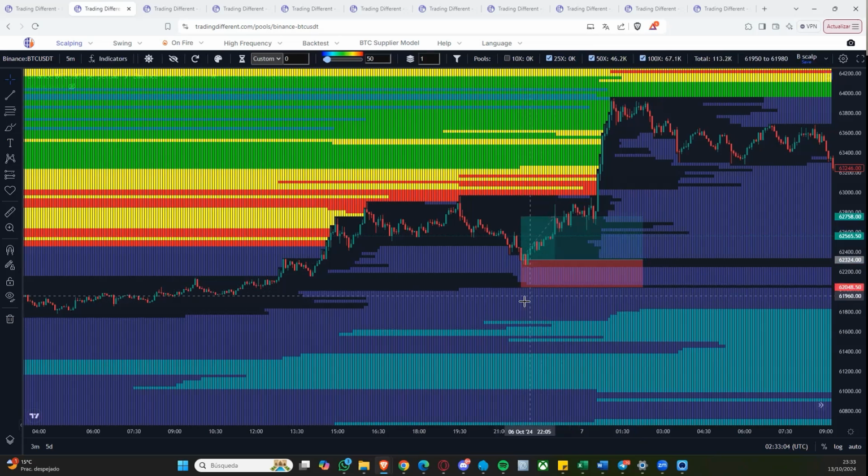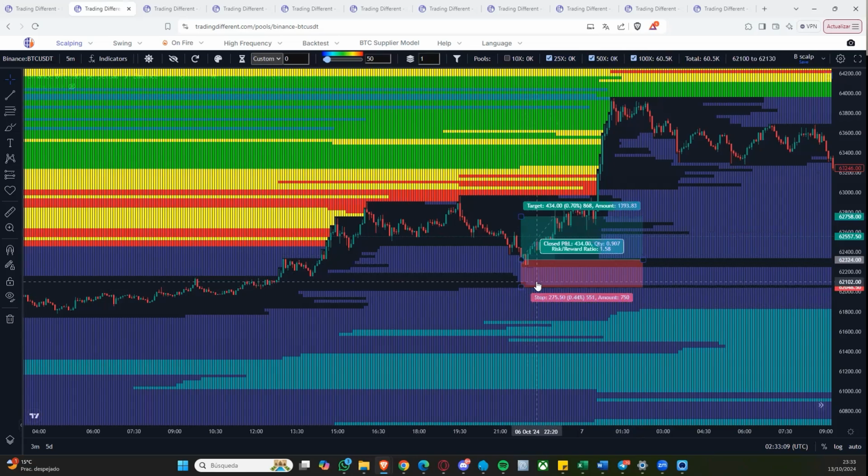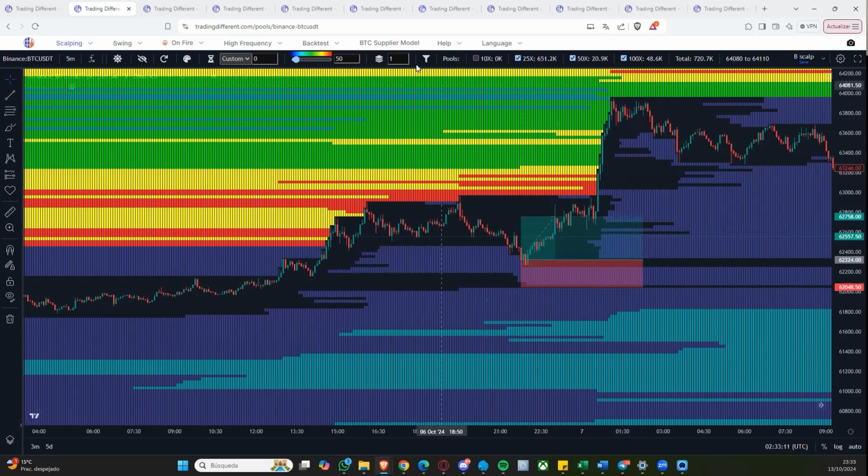Now, if the price indicates that it is liquidating the shorters, I follow the movement in favor of the pool. That is a very smart tip.